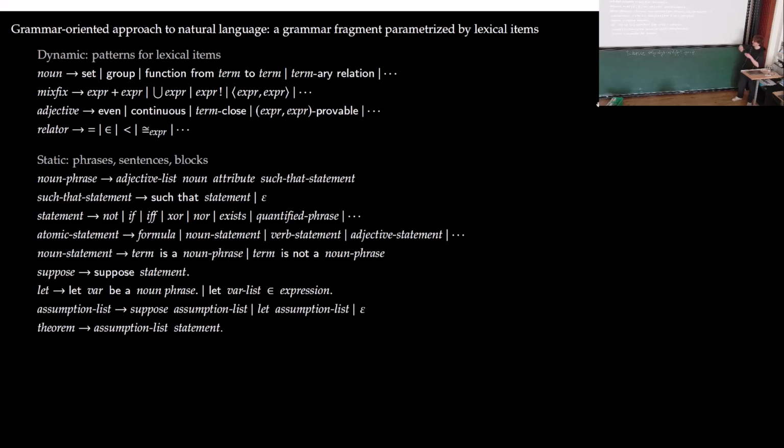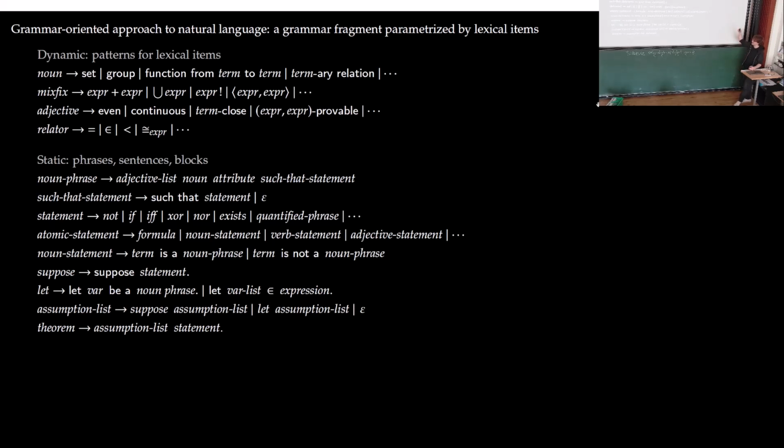And I split this into two parts. At the top, we have the dynamic aspect of mathematical language, because at any point I can coin new terminology, I can coin new notation, right? There's no restrictions. You can say, something is a foo, something is a blah. There's nothing stopping you, right? So we need to account for that.